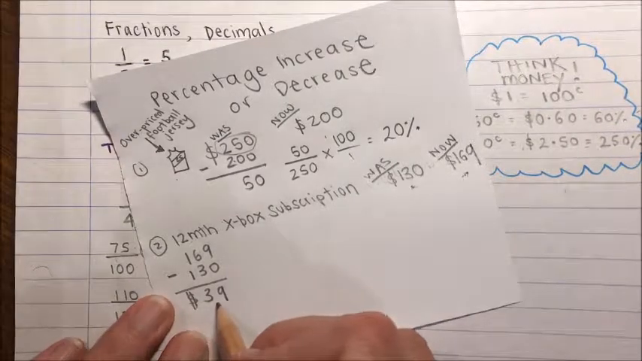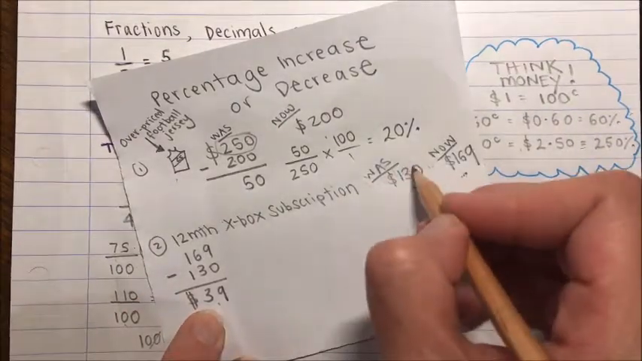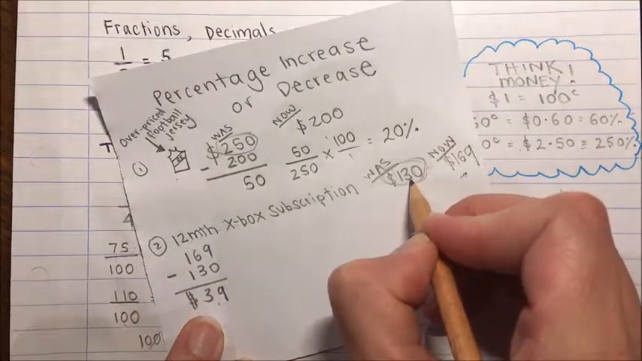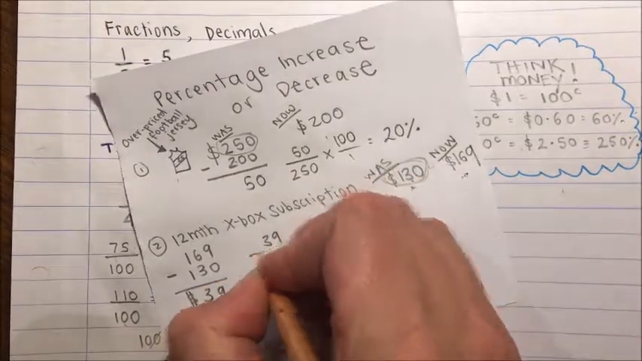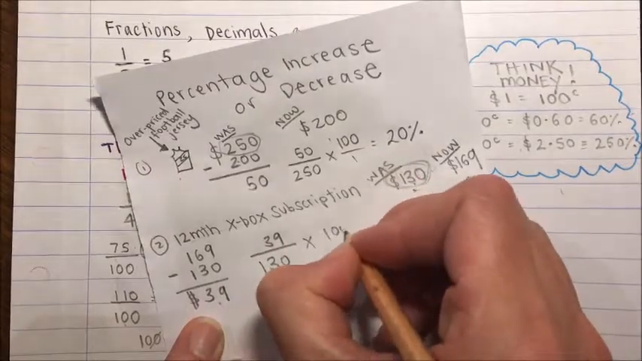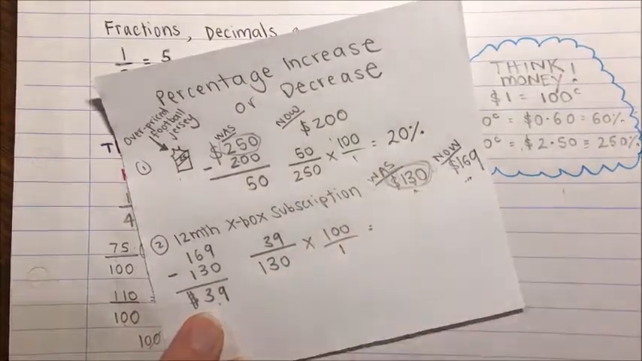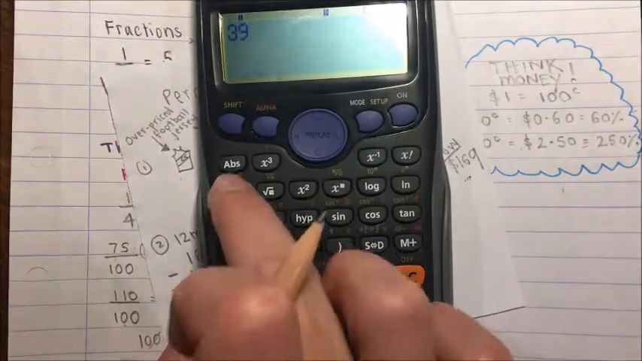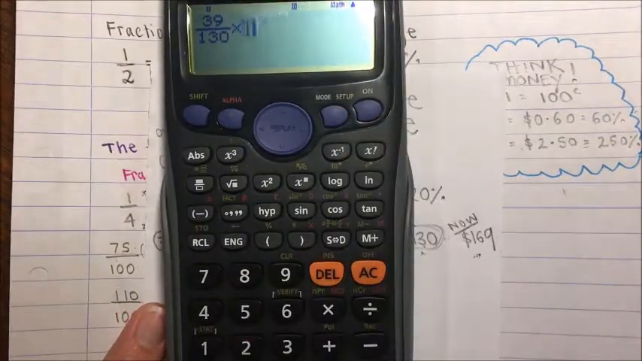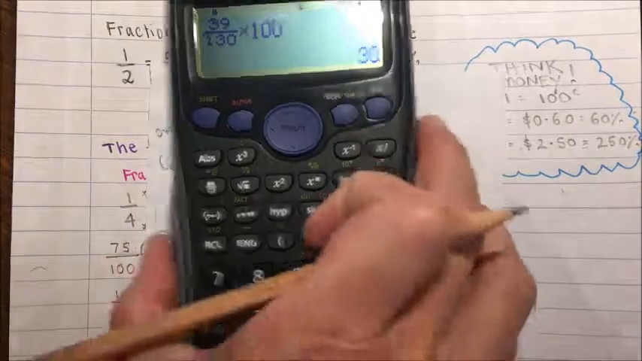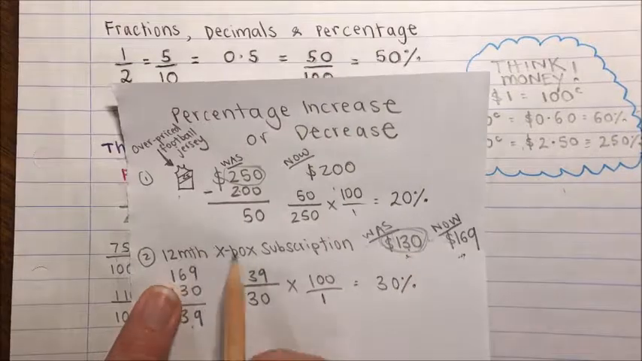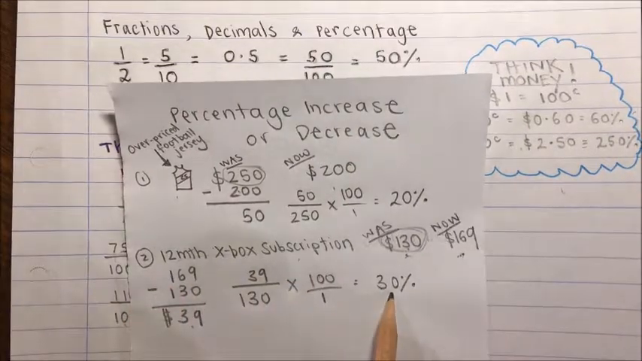So this time I want to find out what percent is 39 of the original price. So that's the total I'm interested in. So 39 divided by the original price times 100, we know about our invisible 1, is going to give me 39 divided by, sorry, it was 130, times 100 is 30%. So just say that was true. My 12-month Xbox subscription has increased by 30%.